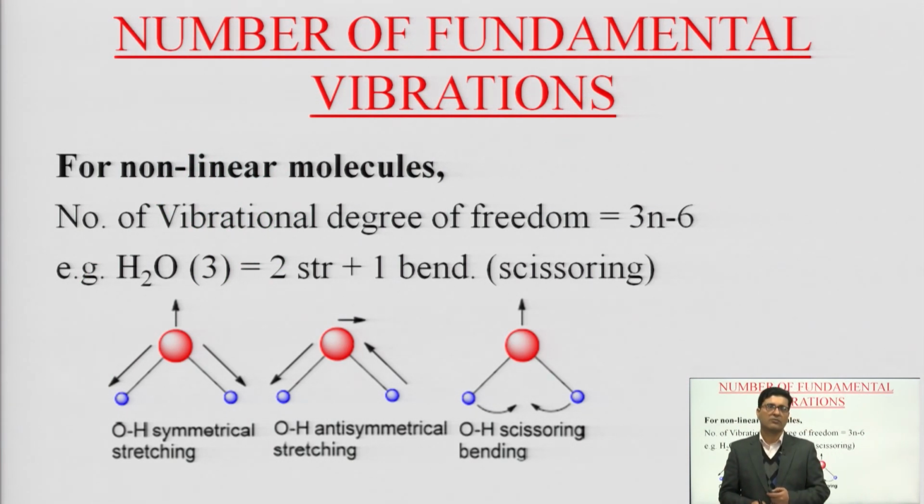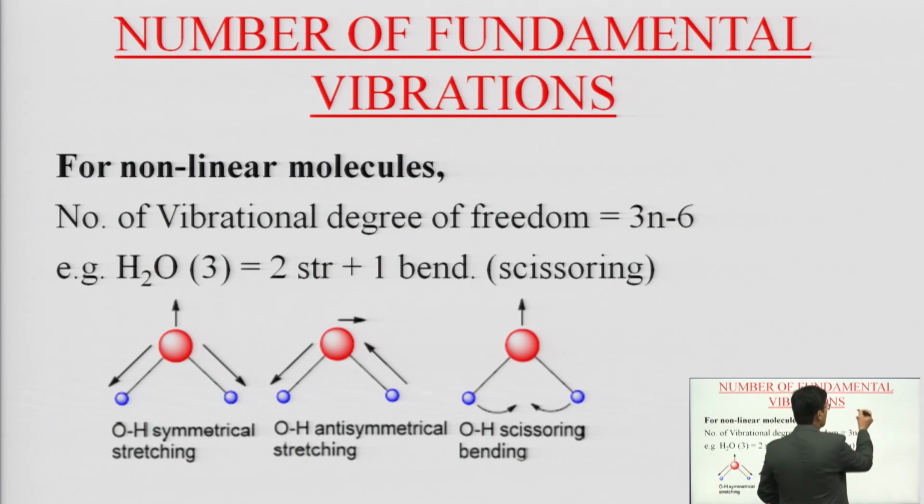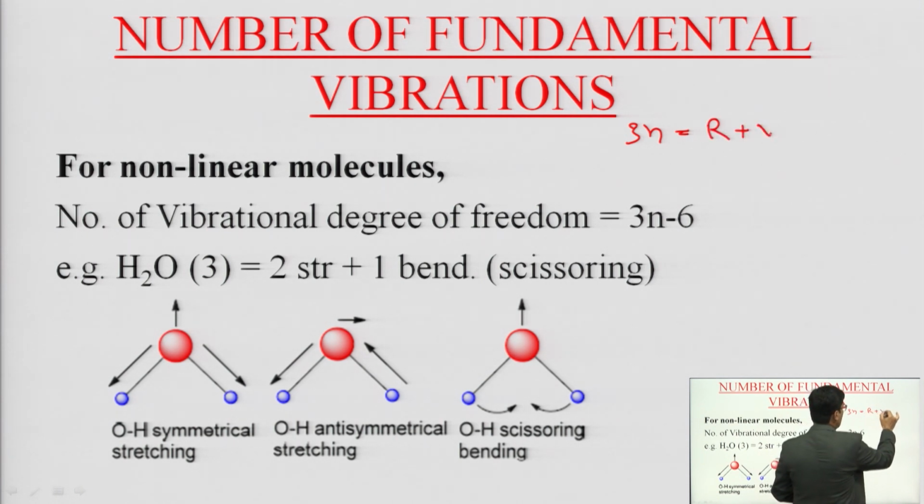Now, the number of fundamental vibrations can also be calculated theoretically by an equation, and we will consider here two examples. One is the case of a non-linear type molecule and the second is of linear type molecules. For non-linear molecules, suppose the total degree of freedom for any molecule in space is considered as 3n, which is a combination of rotational degree of freedom, vibrational degree of freedom and translational degree of freedom. So, each has 3 degrees of freedom.